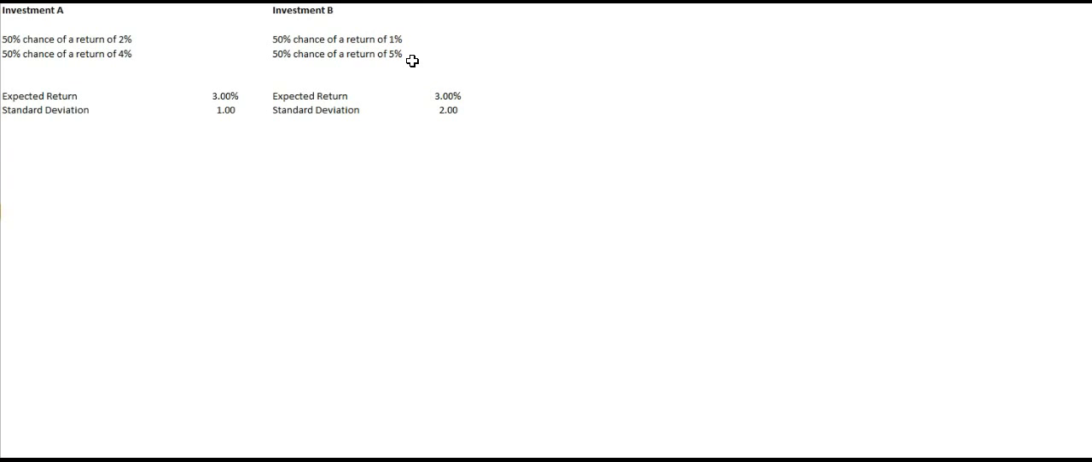And what we're going to do is combine these into a portfolio in a few seconds here, half and half of each investment. But for now, let's look at individual investments. Let's find the expected return for investment A. Well, 50% of the time we get a 2% return, and 50% of the time we get a 4% return. That means our expected return is 3%.